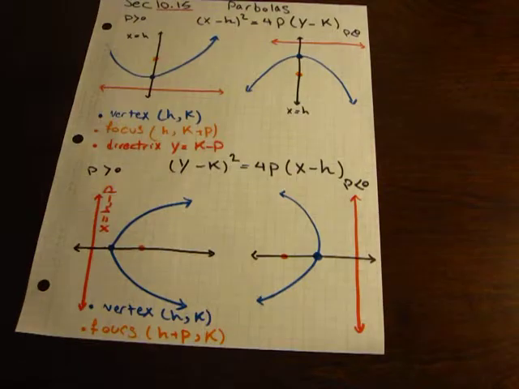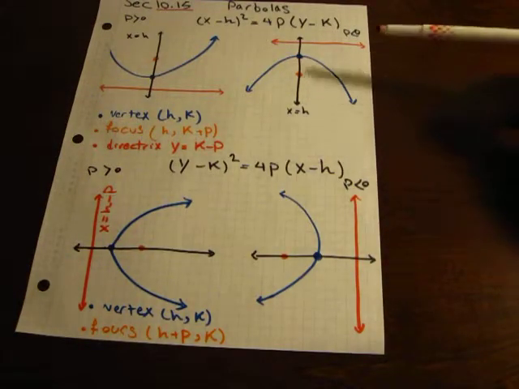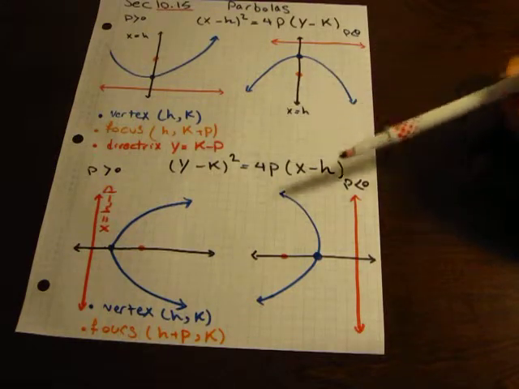There are two types of parabolas. One, the opening is upward or downward, and the other type, the opening is leftward or rightward, and they each have different types of equations that are specified right here.